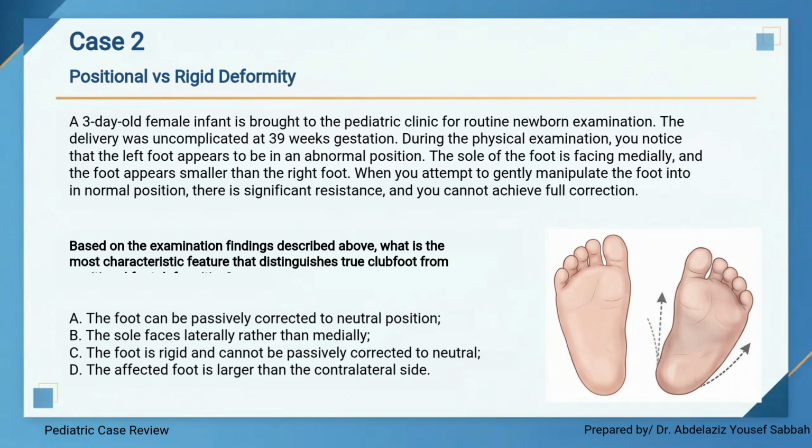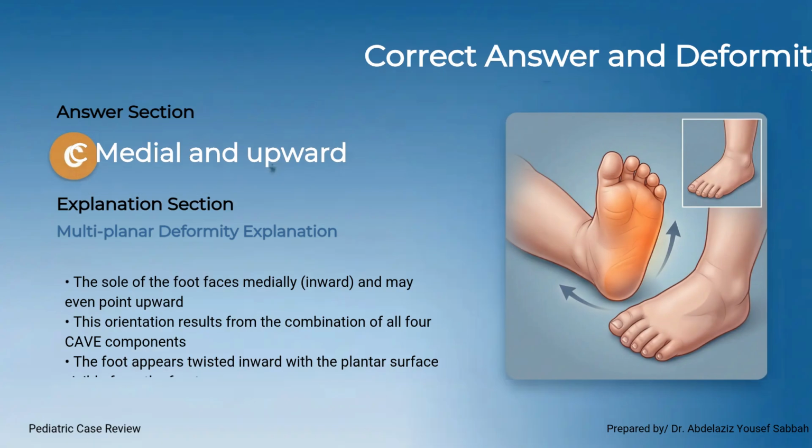Option A. The foot can be passively corrected to neutral position. Option B. The sole faces laterally rather than medially. Option C. The foot is rigid and cannot be passively corrected to neutral. Option D. The affected foot is larger than the contralateral side. The correct answer is option C. The foot is rigid and cannot be passively corrected to neutral.